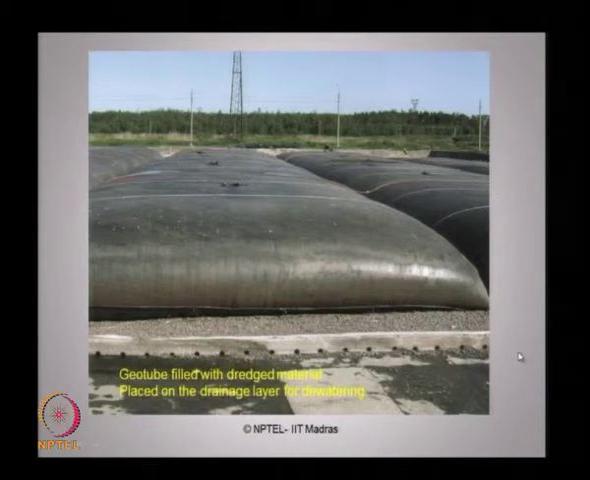The photograph you see now is a geotube which is filled with dredging material and is ready for the dewatering arrangement. This is placed on a drainage layer, as you see here, for dewatering, and all these pores you see here are nothing but the escape route for drained water to come out from the drainage layer.